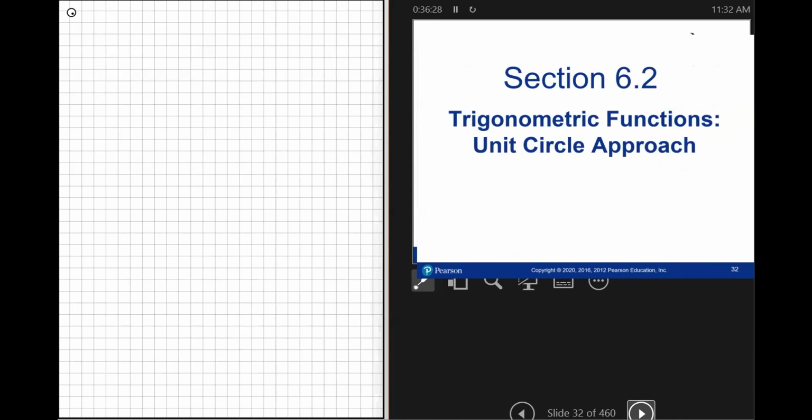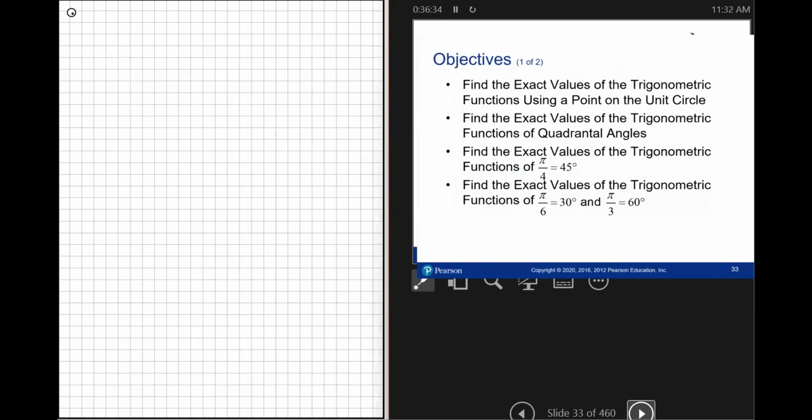All right. Now comes the fun part. Yeah. Most people cringe when I say fun. All right. We're going to find exact values of trigonometric functions using a point on the unit circle. So a unit circle is a circle that has a radius of 1.